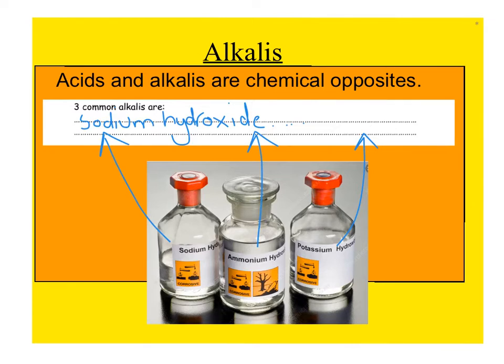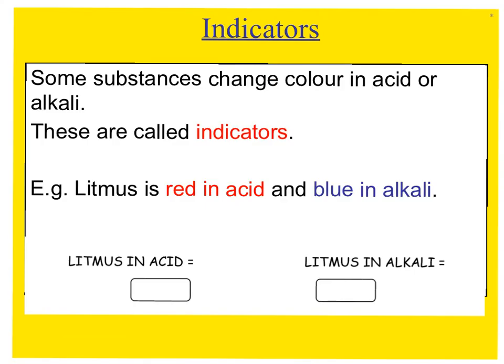Now, so far, all the acids and alkalis that we've mentioned that we meet in the lab are all colourless liquids. So we need to be able to identify whether this colourless liquid is an acid or an alkali, and that's where these indicators come in. Now, indicators are substances that change colour in acid or alkali, and because of their colour change, they can indicate, as the name suggests, whether the substance is an acid or an alkali.